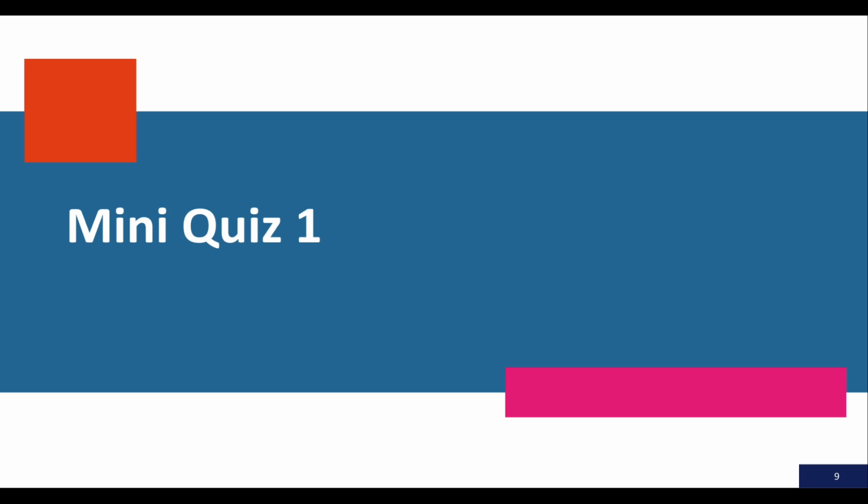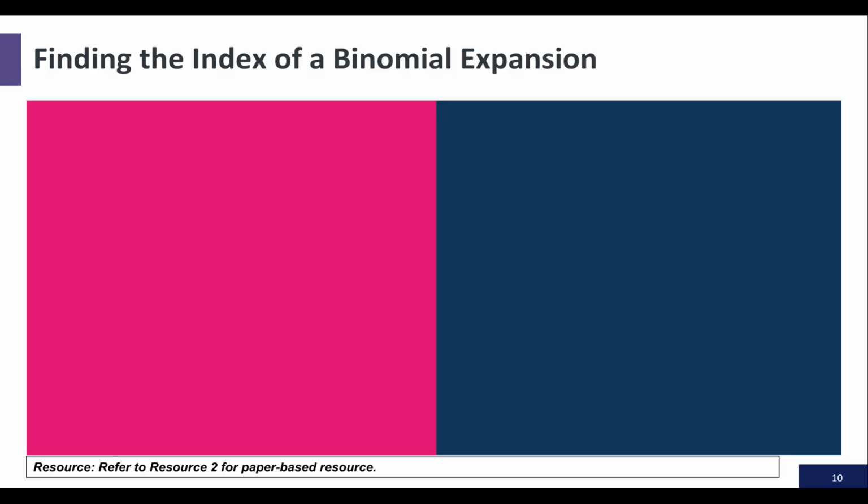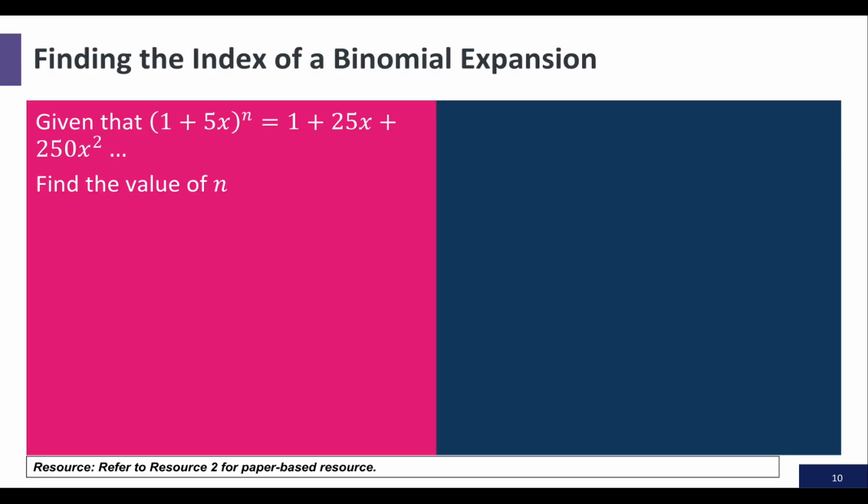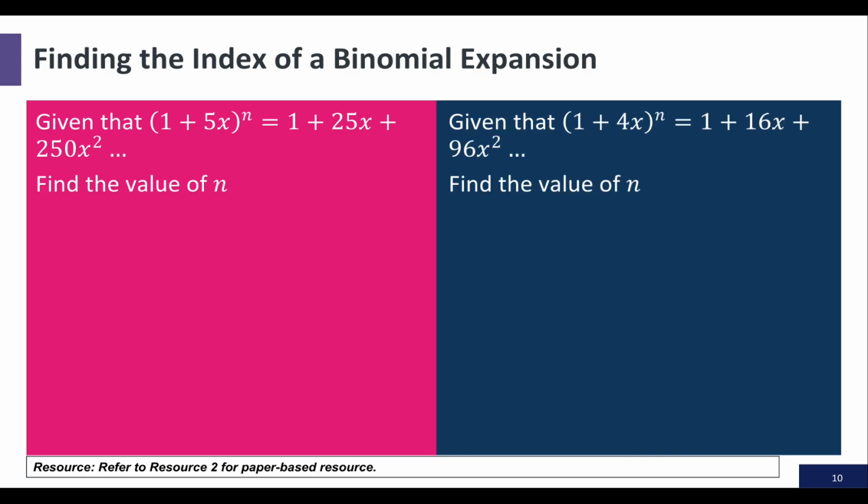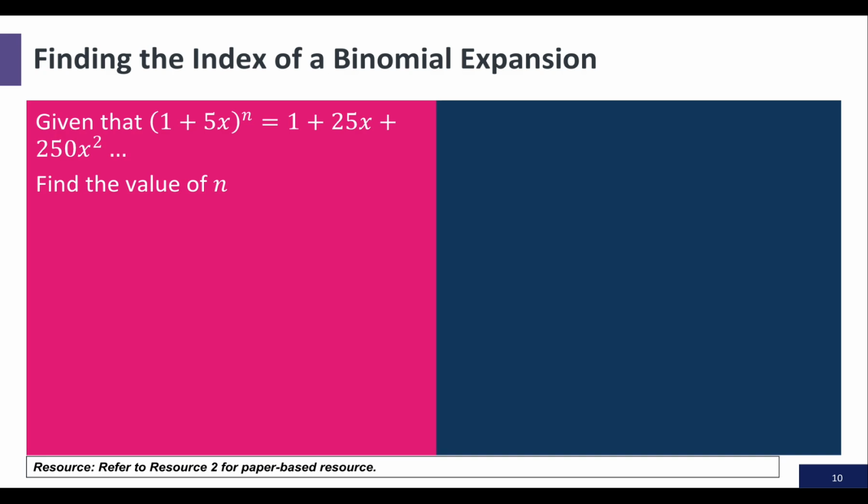Okay, let's move forward then. Let's do some more difficult questions. This time we're trying to find the index of a binomial expansion. So what we could do is guess the values of n. We could do that. But that won't help us. It won't develop us mathematically. So here we go. I'm going to do both ways of doing this one.